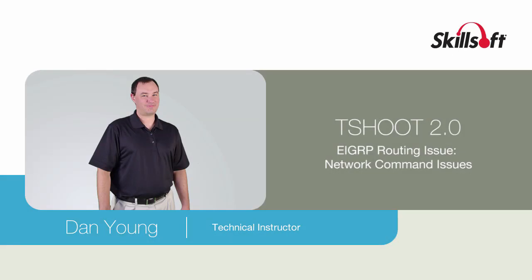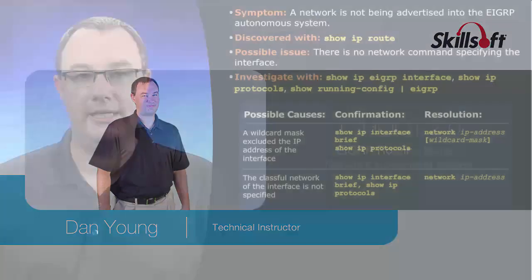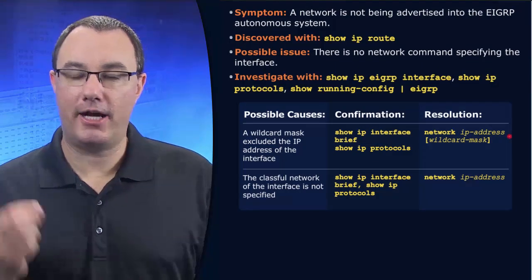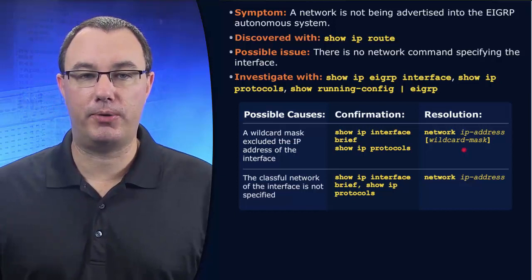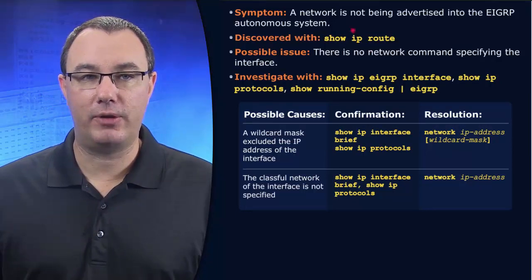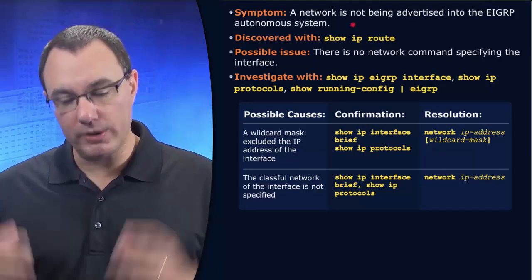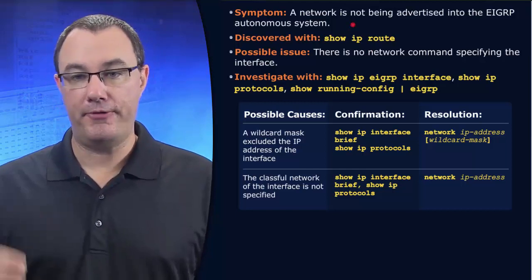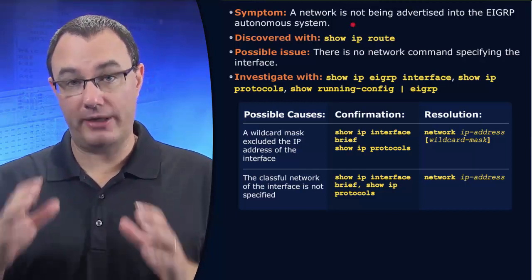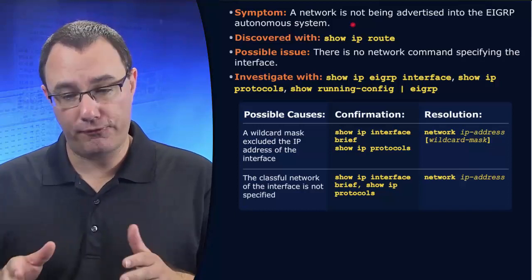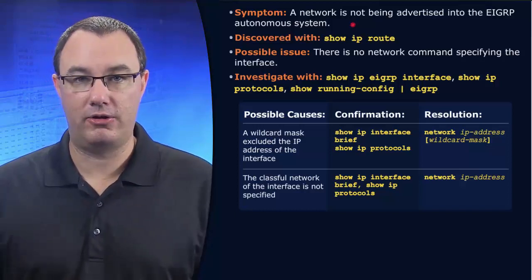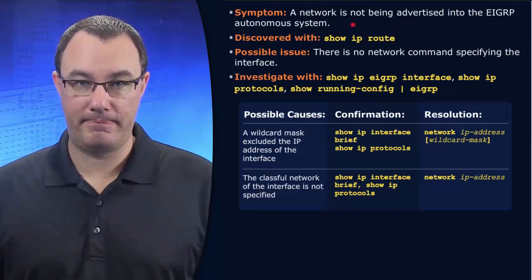The network command takes two arguments. It takes an IP address component and, optionally, a wildcard mask component. And if a network is not being advertised, then you really want to immediately jump to the directly connected router that is plugged into that subnet. And I want you to find the network command that should exist there.